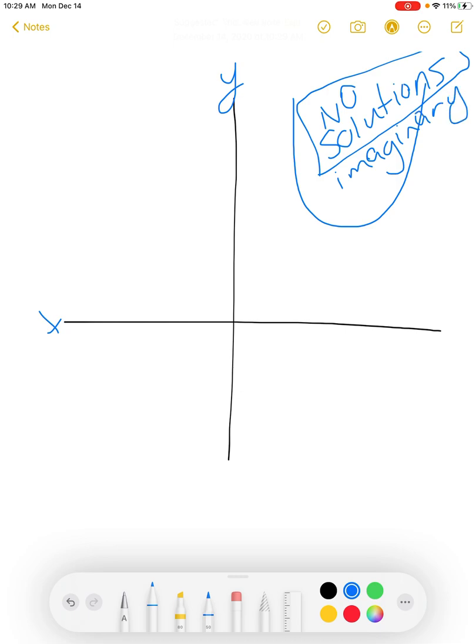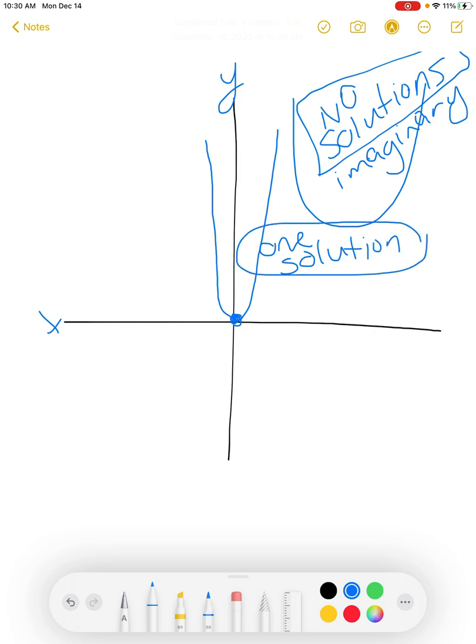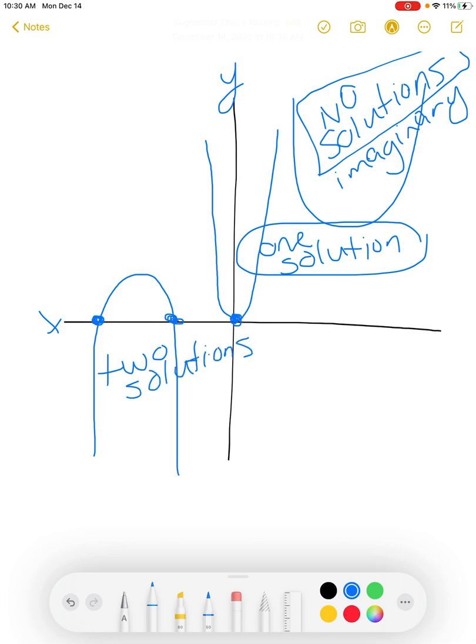We'll get there. If you have a quadratic, we're going to pretend that touched there, right? This has one solution. So this would have one x-intercept. Then you're going to have something that looks like this. This has two solutions. Okay?